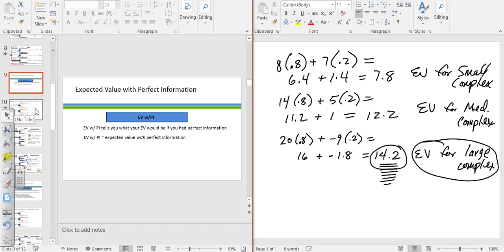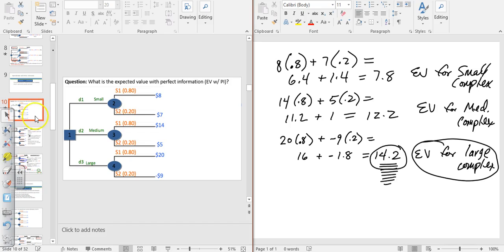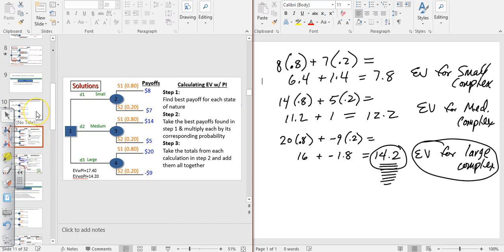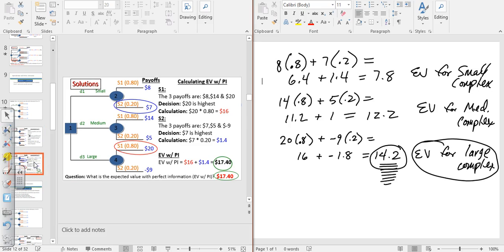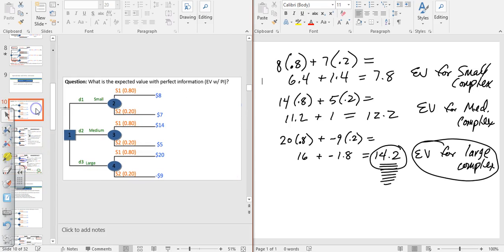So expected value with perfect information. It's a little different, but it's the same thing as what we did with the tables. Let me see how far I want to go here. Okay, so this explains how to do it, and then this one will give you the answer. So let's just talk about it for a second. We'll walk through it.